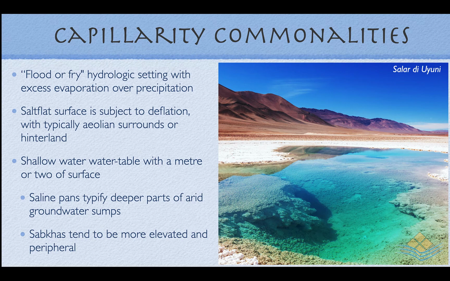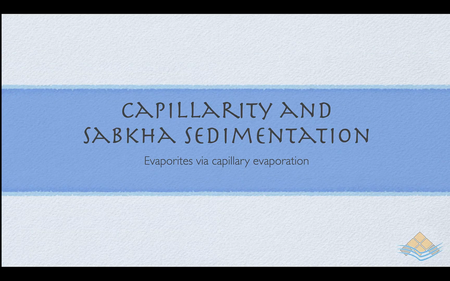So within the Sabkha Depositional Association, we can see that the Sabkha or the saline salt flat association tends to occupy the more elevated and generally the more peripheral parts of the groundwater sump where our evaporites are accumulating. So with those commonalities in mind, let's go back and have a look at Sabkha sedimentation and capillarity in the context of what's been observed over the past half a century in the Abu Dhabi Sabkha successions.